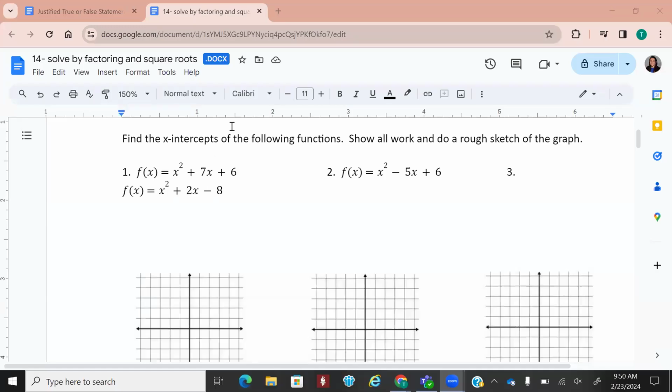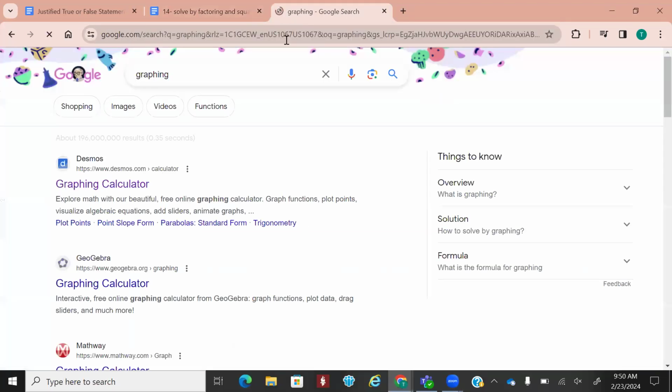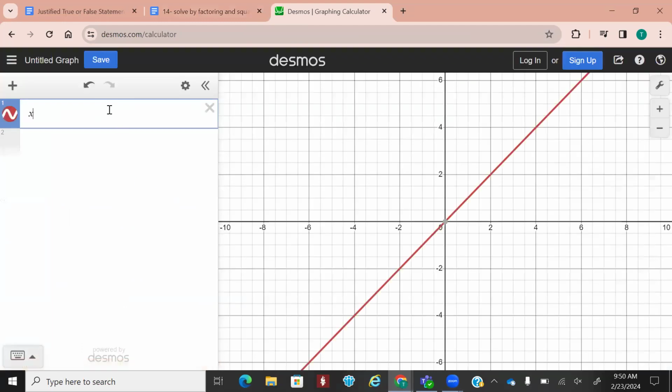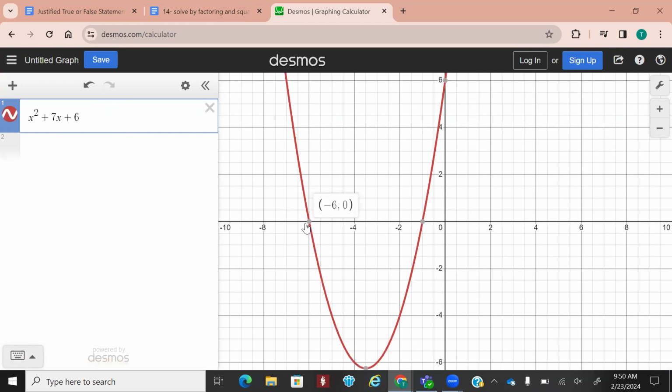Intercept. And we do it by graphing. This is probably the easiest way to actually solve. So if we take x squared plus 7x plus 6, where does it cross the x-axis? Negative 6 and negative 1, right?